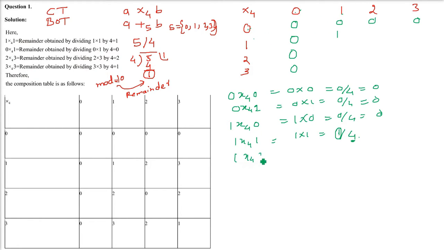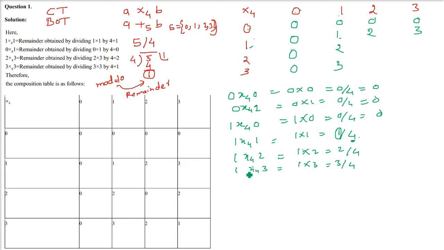1 operated with 2. So 1 into 2 and 2 into 1, they both are the same. What do you get? You get 2 divided by 4, and the remainder will be 2. So 1 ×4 3: 3 into 1, you are going to get 3. 3 divided by 4, what do you get? 3. So the same value will come. Since 1 into 2 is 2 into 1 and 1 into 3 is 3 into 1, just put the same values as you get in 2 into 1 and 3 into 1.